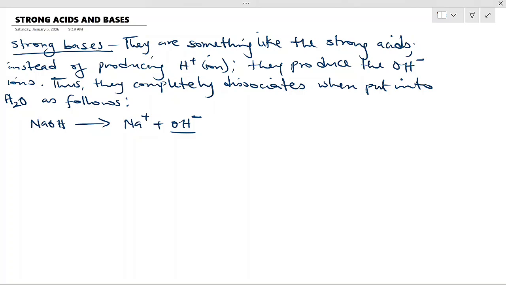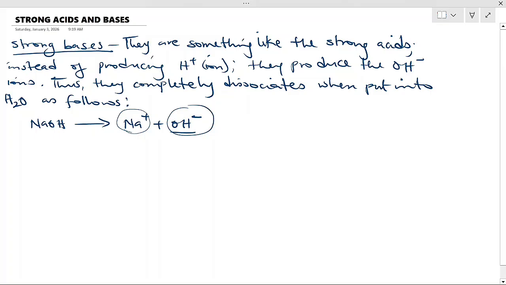You do not have a reverse reaction. You do not have what? An equilibrium constant as well. When they dissociate, there is none of the original left. The only things left floating around in solution are your cation and your OH minus. Okay, so that's basically it.